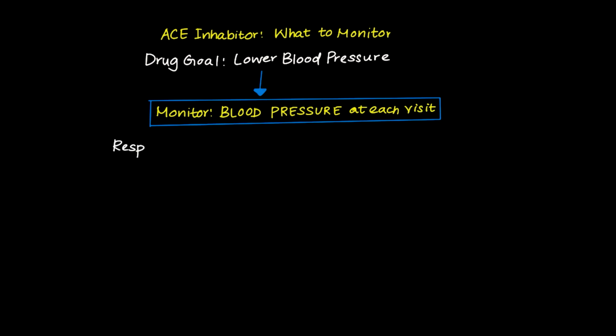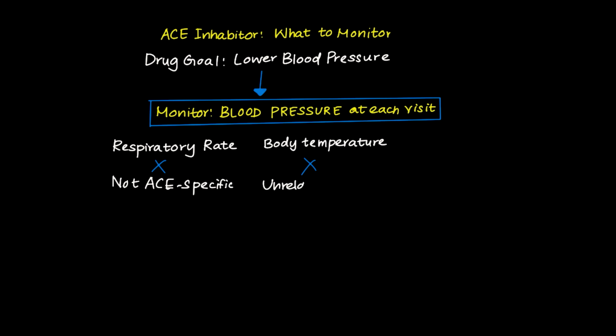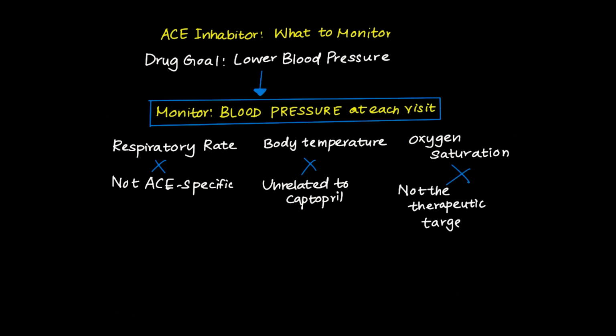Respiratory rate is part of a standard assessment, but it is not the targeted indicator for ACE inhibitor effectiveness. Body temperature has nothing to do with how captopril works, and oxygen saturation, while valuable in many clinical situations, is not the parameter that tells you whether an ACE inhibitor is achieving its therapeutic goal.